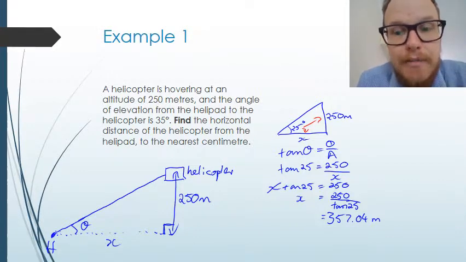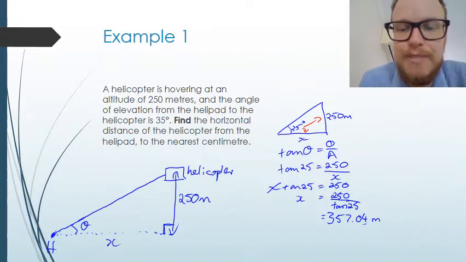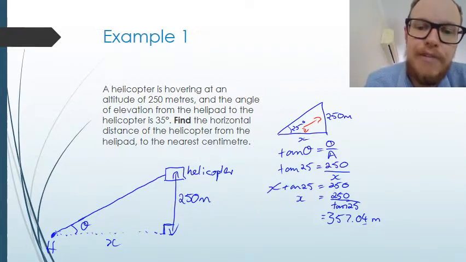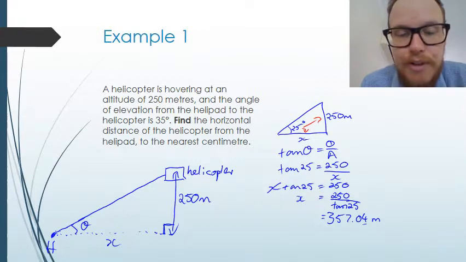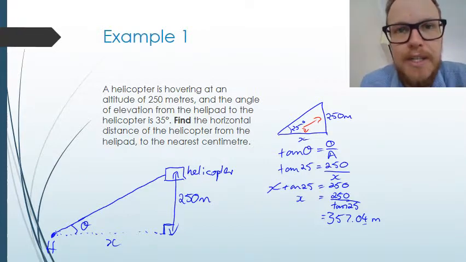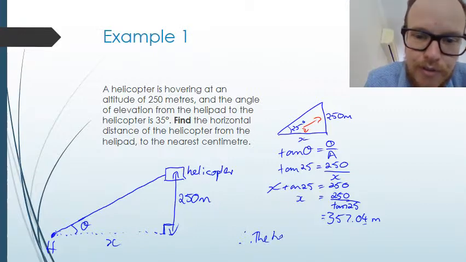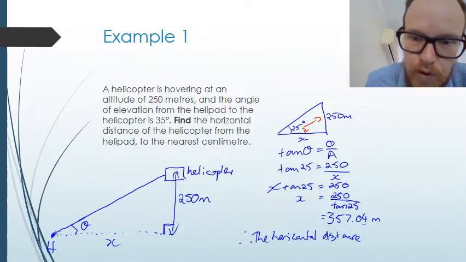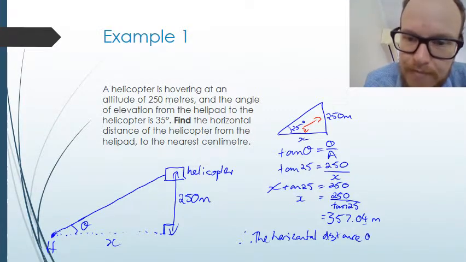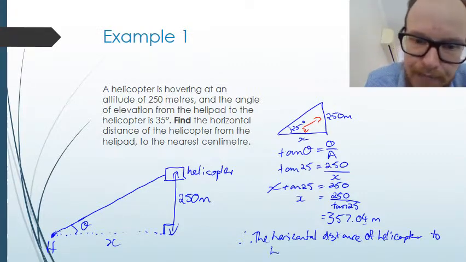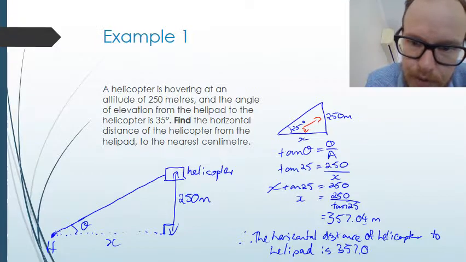It's asked me to answer to the nearest centimetre. So the nearest centimetre is 2 decimal places in metres. So 357 metres and 4 centimetres. So I've answered to the nearest centimetre now, but I need to answer in a sentence. We can say, therefore, the horizontal distance of helicopter to helipad is 357.04 metres.